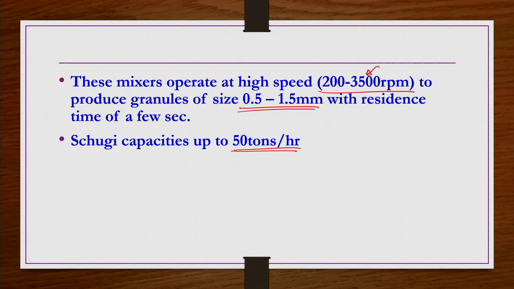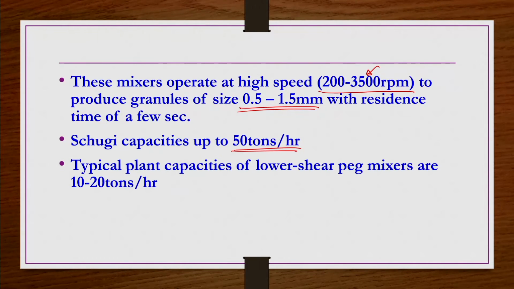Then its capacity is moderate, 50 tons per hour. Typical plant capacities of lower shear pug mixers, whose schematic we have not seen, are even smaller, 10 to 20 tons per hour, whereas the vertical shaft continuous granulator that we have seen in the previous slide has up to 50 tons per hour capacity, whereas the lower shear pug mixers have only 10 to 20 tons per hour capacity.